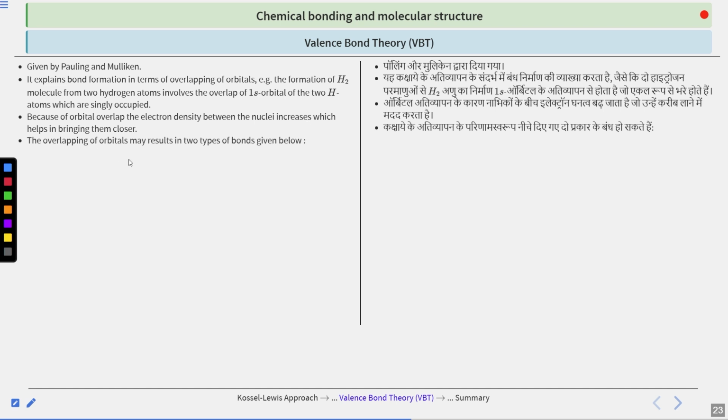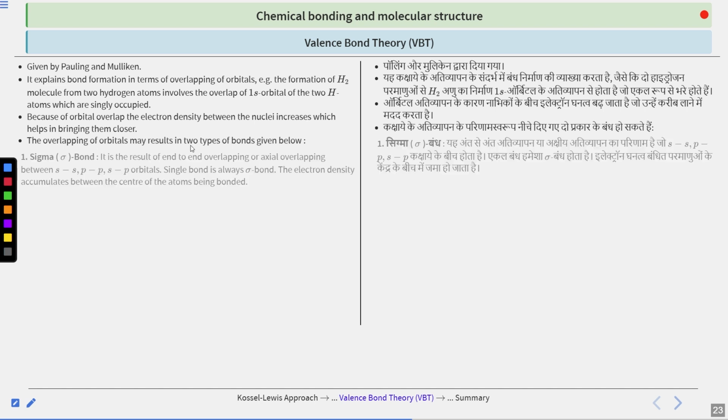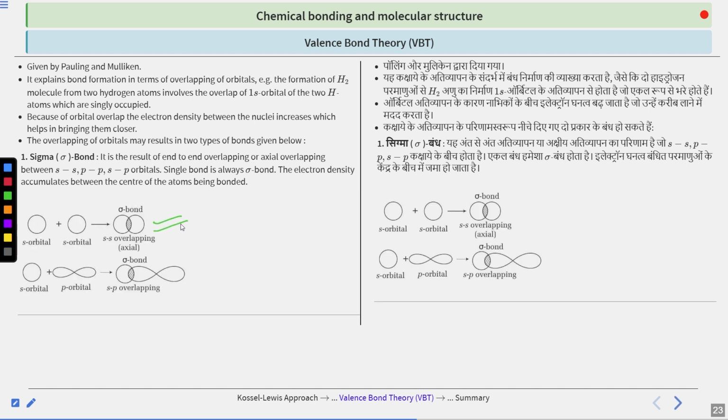Now the overlap of orbitals may result in two types of bond. First is the sigma bond. The sigma bond is formed by head-on overlap. This can be explained using this diagram. Here s and s orbitals are overlapping head-on to form the sigma bond. So this is called s-s overlapping. Then overlapping axially, again, s and p orbitals can overlap head-on to form a sigma bond. So this is the area of overlap, and this is s-p overlapping. It is called a sigma bond because they are overlapping head-on.